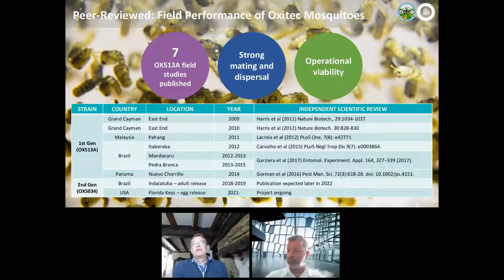So there's quite a number there of publications that, again, you can access from our website and you can read them through. They have all the data, including the suppression figures, including the release rates, right the way through. And sometimes they were multi-year programs. They weren't just one season.